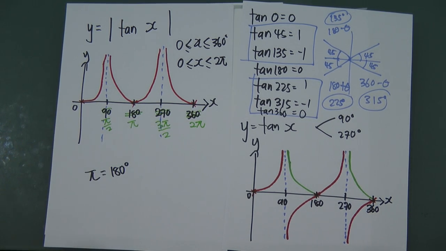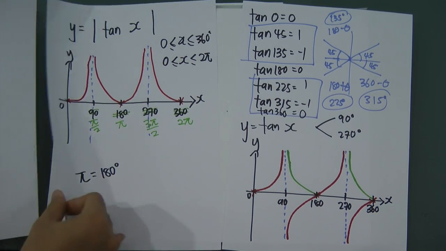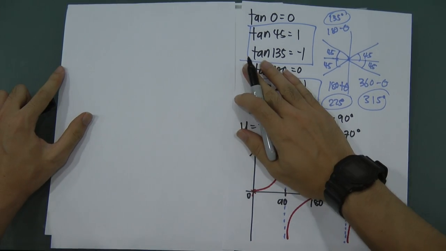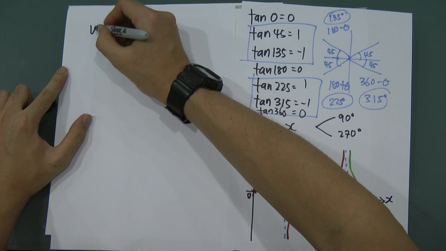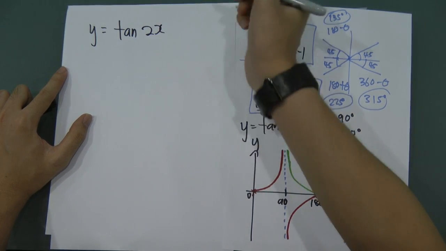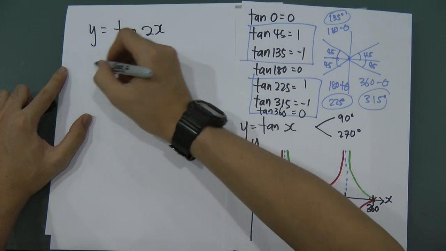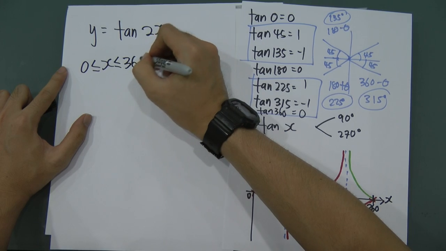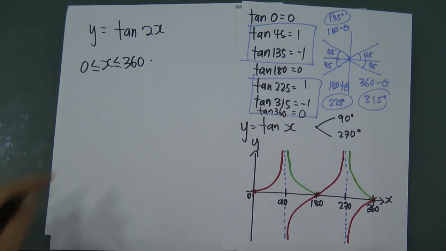However, I said I will go to the advanced part, so we're going to go to something more advanced. What happens if the exam asks you to draw y equals tangent 2x? Same thing, he says x must be between 0 to 360. Okay, 2x means what?